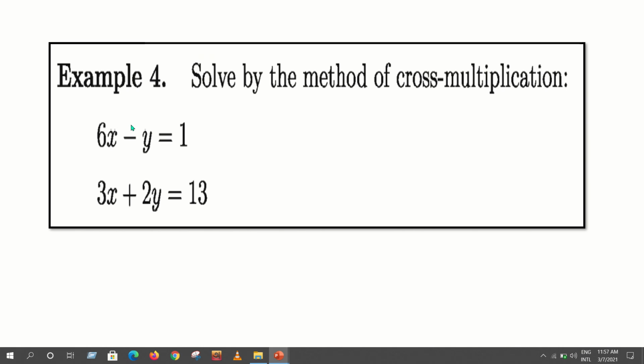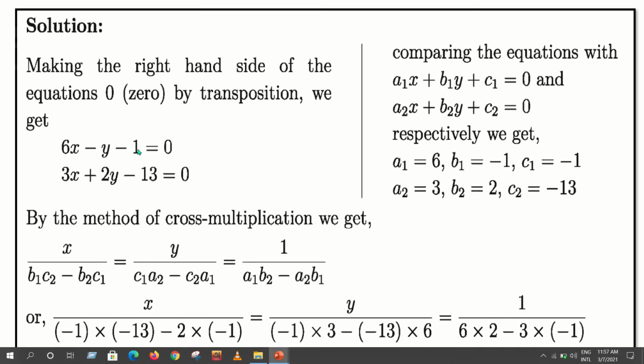Now follow an example, given two equations. At first we have to take the constant term to the left side in both equations. Now follow the solution. We convert the constant term to the left side, here also the constant term to the left side. Now by the method of cross multiplication we get x by b1 c2. Here b1 means minus 1 and c2 means minus 13. So b1 c2 means minus 1 into minus 13, then minus, and b2 means this, into c1.